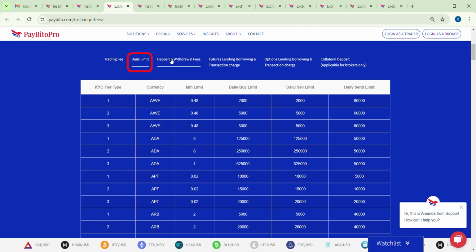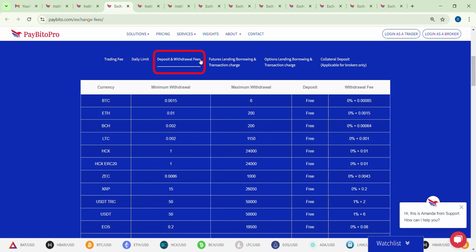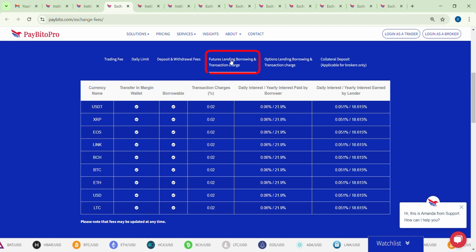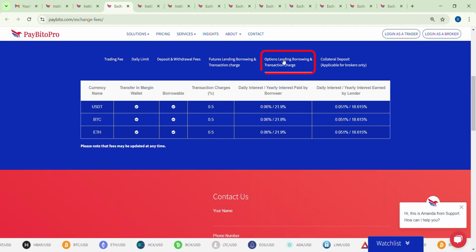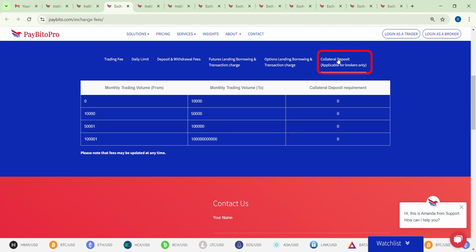Here is the daily limit. Here are the deposit and withdrawal fees. Here you can check futures lending, borrowing and transaction charges. Here you can check options lending, borrowing and transaction charges. Here are the collateral deposits.